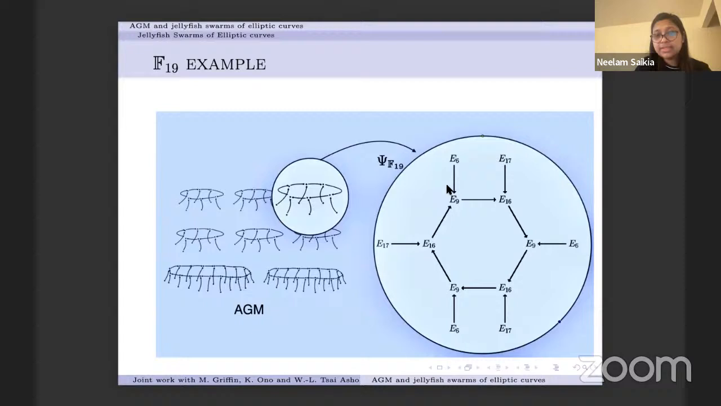Can I ask a question? Yeah, sure. Why this B squared by A squared? What is the reason for associating such an elliptic curve in the Legendre form?